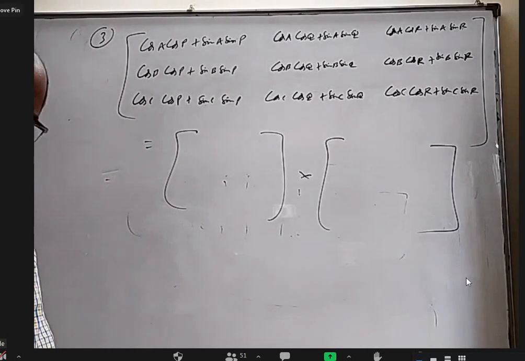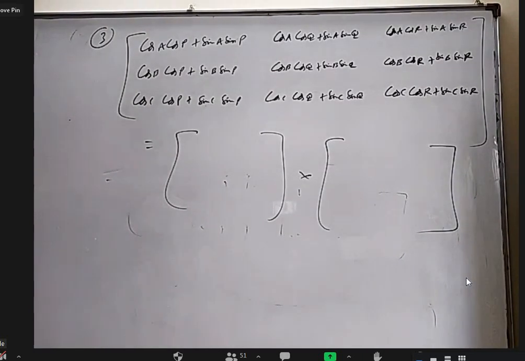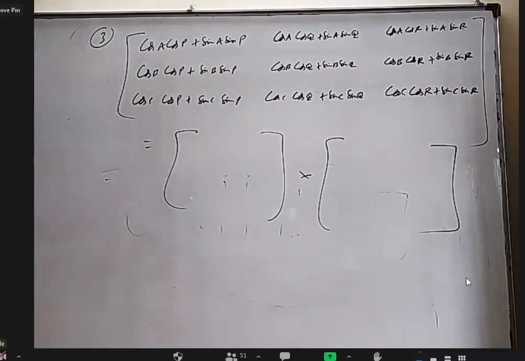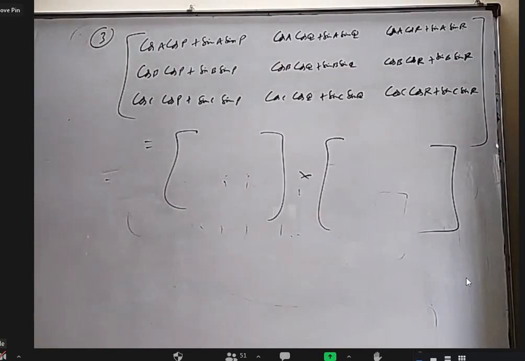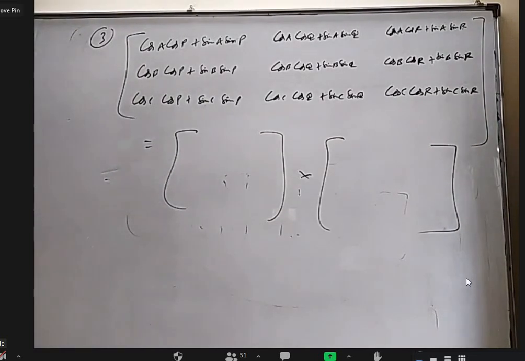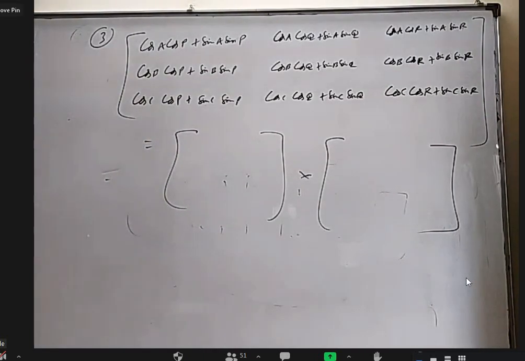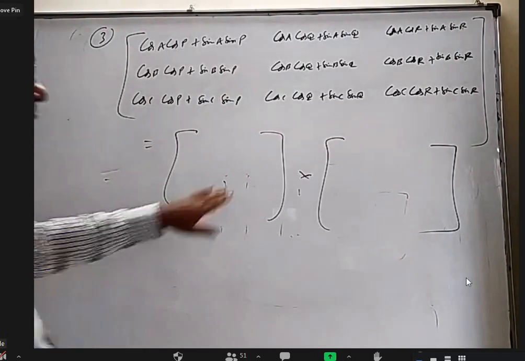Sir, you want to tell the answer? Yes. First matrix, I will tell row wise. cos A, sin A, 0. Yes, correct. cos B, sin B, 0. cos C, sin C, 0. Second matrix, I will tell column wise. cos P, sin P, 0. cos Q, sin Q, 0. cos R, sin R, 0. Yes, correct. So getting that zero idea is important here.